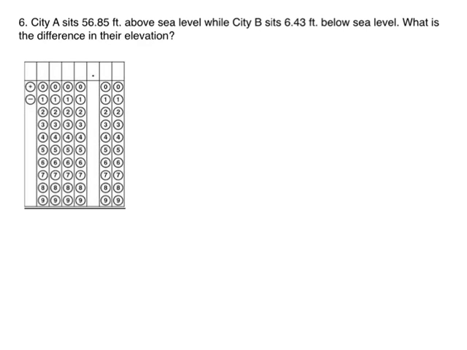Okay, City A sits at 56.85 feet above sea level, while City B sits at 6.43 feet below sea level. What is the difference in their elevation? So we're looking for the difference, and this is above, and then this one is below. So essentially, difference tells us subtract.